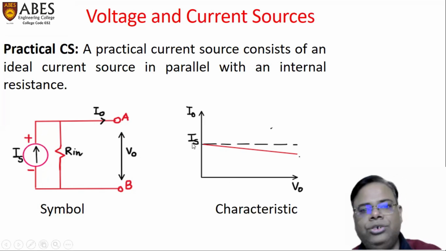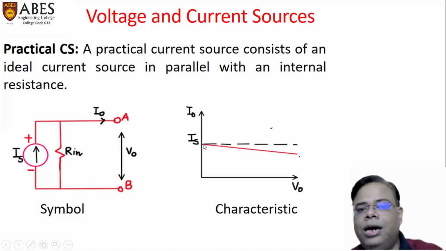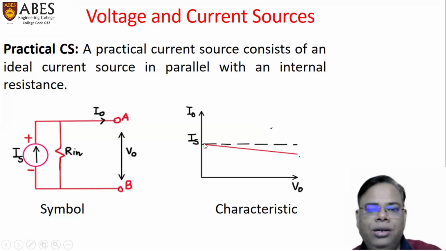As you can see, here we are plotting the characteristic of the practical current source in red color and the characteristic of the ideal current source by the dotted lines. The output current remains constant at any value of output voltage in the case of the ideal current source. But for the practical current source, the output current decreases with the increase in output voltage.